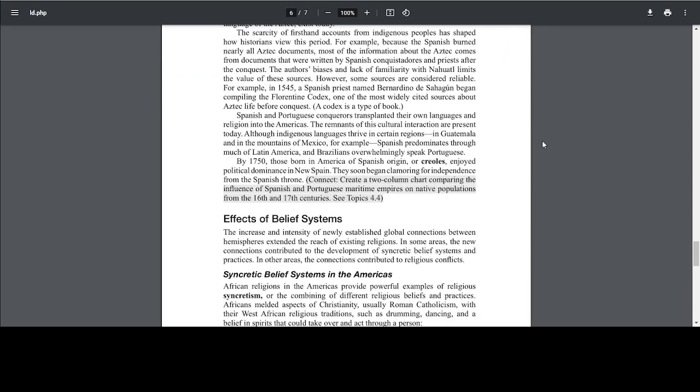Spanish and Portuguese conquerors transplanted their own languages and religion into the Americas. The remnants of this cultural interaction are present today. Although indigenous languages thrive in certain regions, in Guatemala and in the mountains of Mexico, for example, Spanish predominates through much of Latin America, and Brazilians overwhelmingly speak Portuguese. By 1750, those born in America of Spanish origin, or Creoles, enjoyed political dominance in New Spain. They soon began clamoring for independence from the Spanish throne.